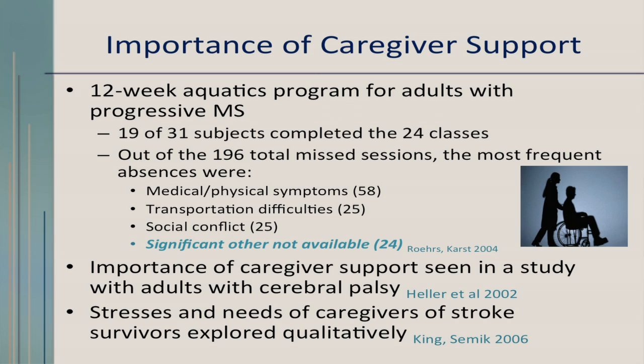So obviously the significant other not being available would probably be related to transportation difficulties, but also when we're considering an aquatic program, there's the issue of changing clothes in a dressing room and those kinds of things, and some of these patients might have needed help with that kind of thing. The social conflict reason was not a social conflict as far as an argument with a spouse, but it was more of a social conflict of, oh, I'd rather go have lunch with my friend than go to the exercise class for today. The importance of caregiver support has also been reported in a study with adults with cerebral palsy, and stresses and needs of caregivers of stroke survivors have been explored qualitatively.